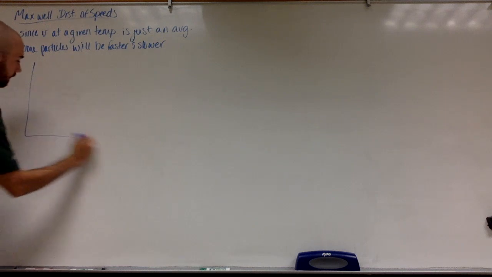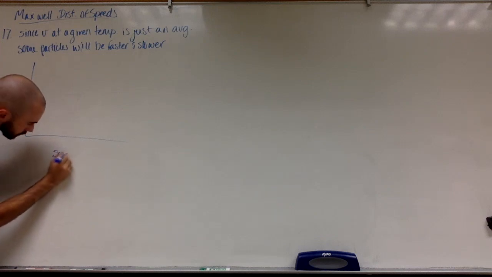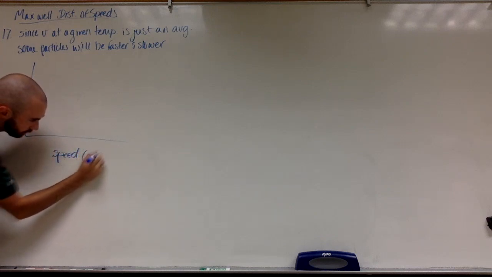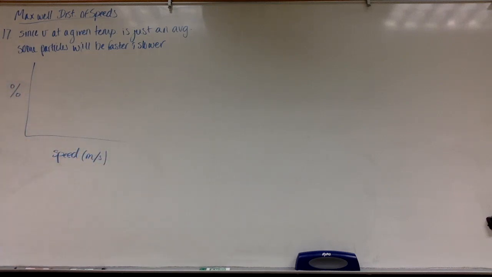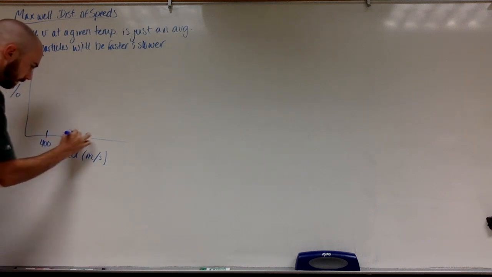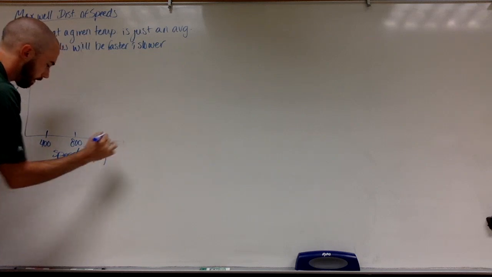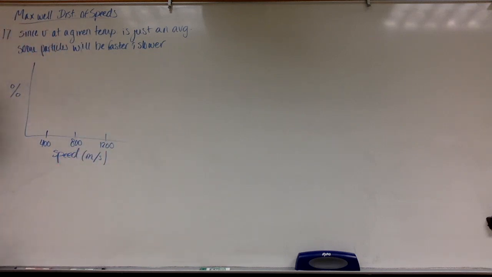Well, here we have our percentage of particles, and here we have their speed. Remember, speed is just reflecting how much energy they have. We'll put it in meters per second. Let's say we have a VRMS speed of 600 for an object. So let's put 400 here, 800, 1200. We've got an object with a VRMS speed of 600.